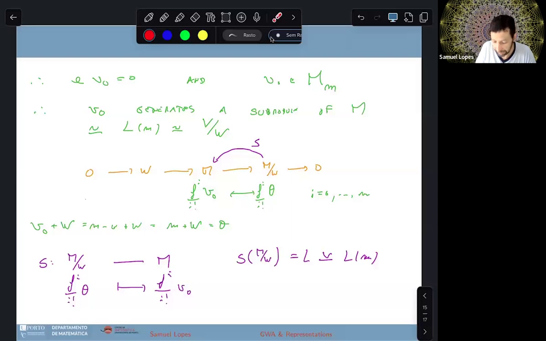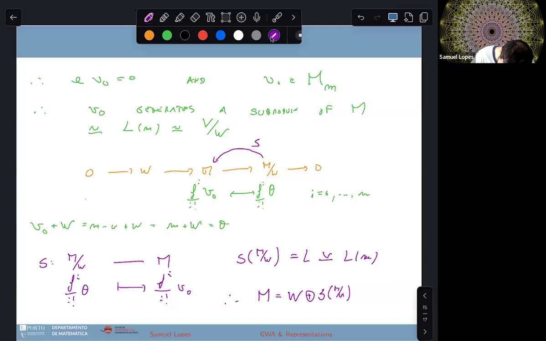And when I have a short exact sequence that has a splitting like this, it tells me that the module in the middle is equal to W, I'm assuming here I have the identity. Otherwise, I would use the image of W under this injective homomorphism. It's equal to W plus the image of S, which is just W plus this module L.